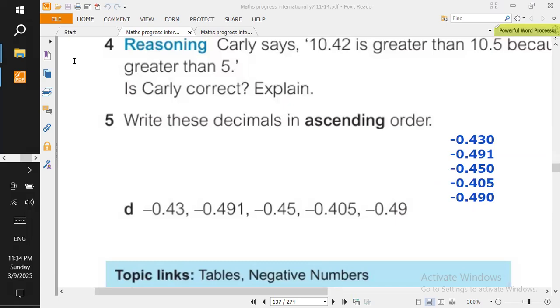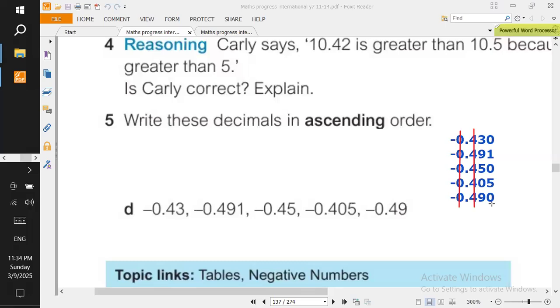Now, after doing this, take a look at the decimals. As we said, the first number is 0. We don't need it because it's the same. The second number is all 4, so we don't need it anymore. Now we look at the third number. Now we can read the numbers like this: 30, 91, 50, 5, 90.